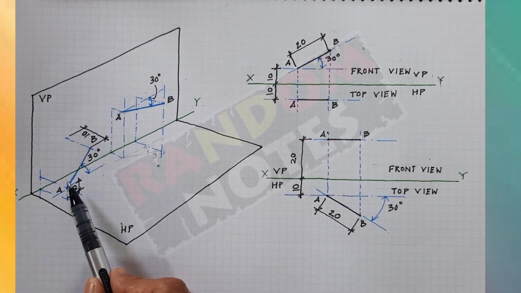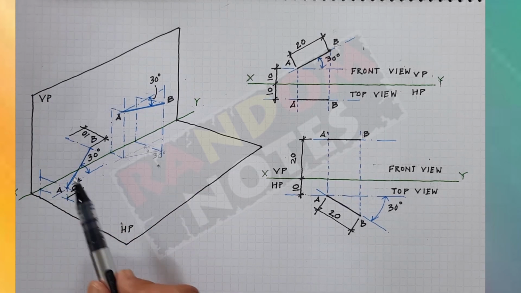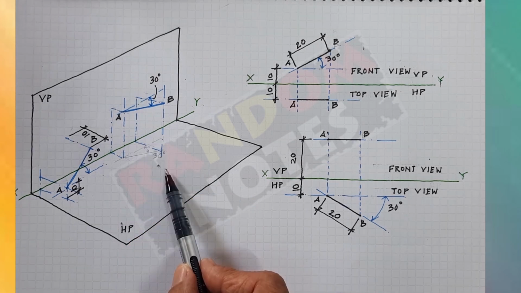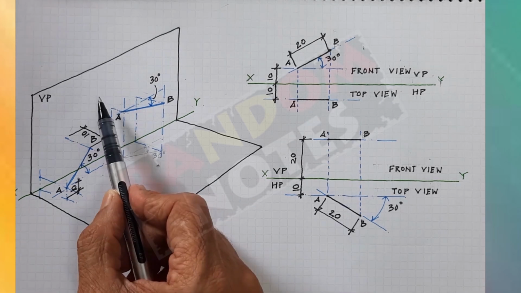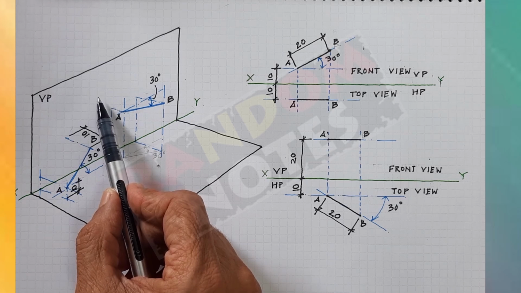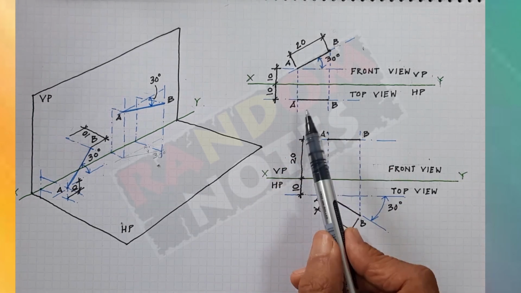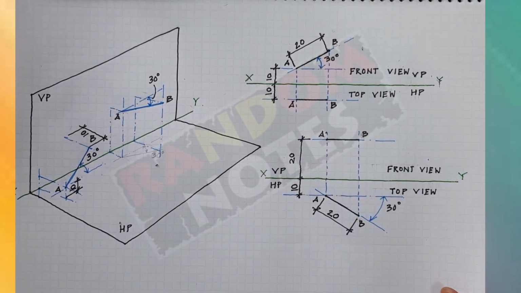In case 1, the line was parallel to the vertical plane but at an angle to the horizontal plane. In case 2, the line is parallel to the horizontal plane but at an angle to the vertical plane. Wherever the true dimension is visible, that is where you will give the dimension of the line, not in the other case. This video takes care of the condition where the line is at an angle to one of the planes but parallel to the other plane.